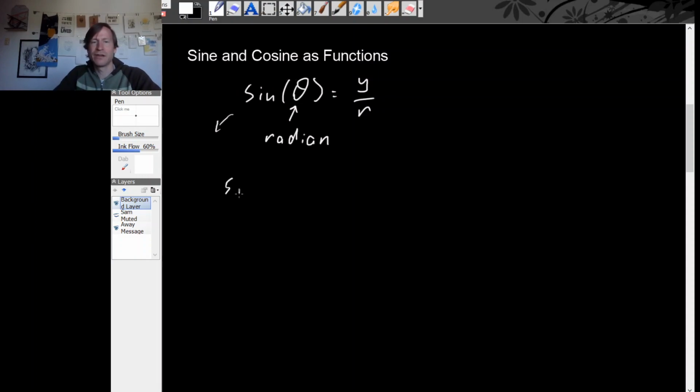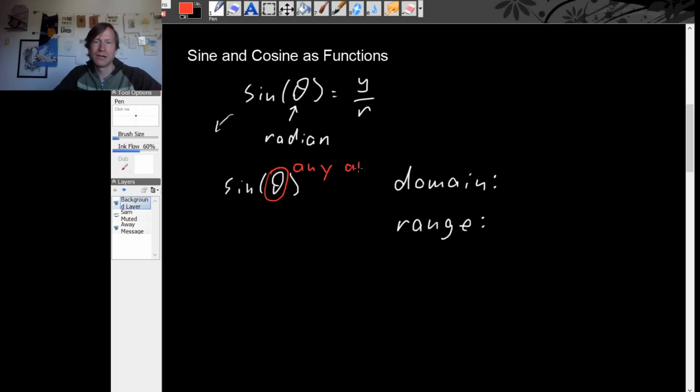So sine of theta, since it's a function, it has a domain and a range and a graph and all the other things that any function would have. So let's figure out what those are. So let's do domain first. Since our input theta can be any angle, we have to ask ourselves for the domain, what angles actually make sense for sine?